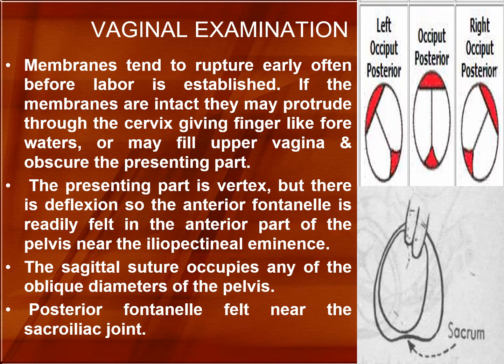And if the membranes are ruptured, when you are palpating the presenting part, due to the deflection, you will be able to feel the anterior fontanelle very easily. That is at the right side or left side, you can feel the anterior fontanelle towards the iliopectineal eminences. And the sagittal suture will be in the right oblique or left oblique diameter of the pelvis. And the posterior fontanelle can be felt towards the sacroiliac joint. See, in the pervaginal examination, you can feel the anterior fontanelle, sagittal suture and posterior fontanelle.